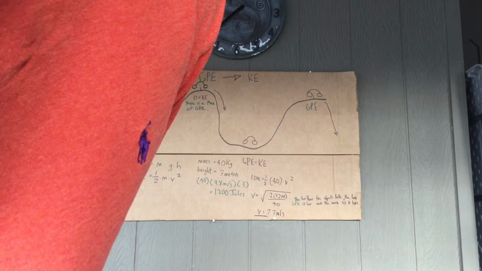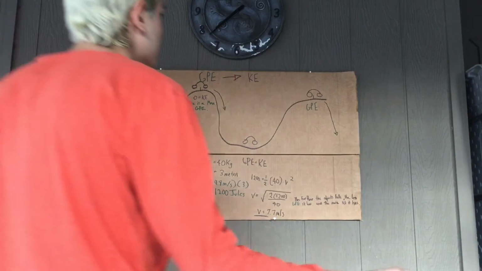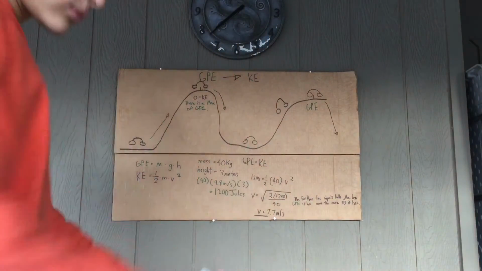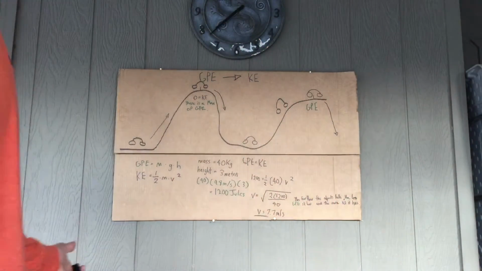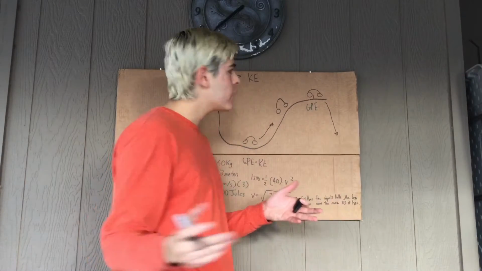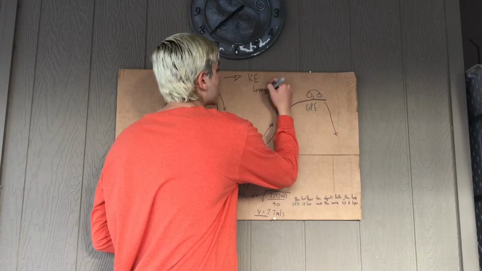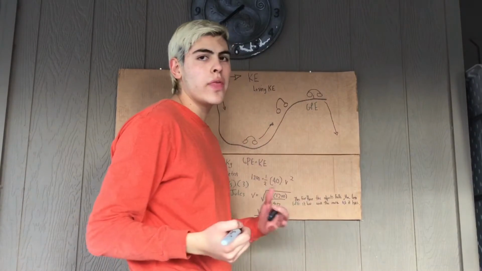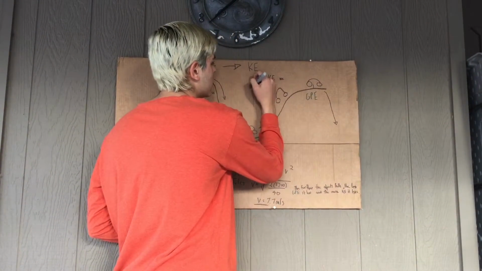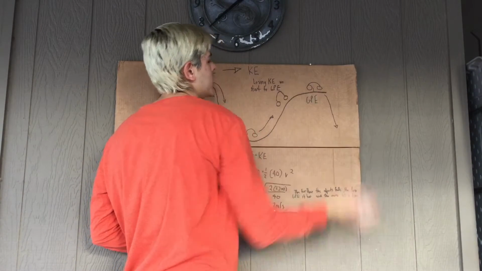A little more on the roller coaster. Before it gets to this point right here, it starts losing kinetic energy. Once it's getting higher, we start losing kinetic energy, but then once we start losing kinetic energy, we start to gain gravitational potential energy.